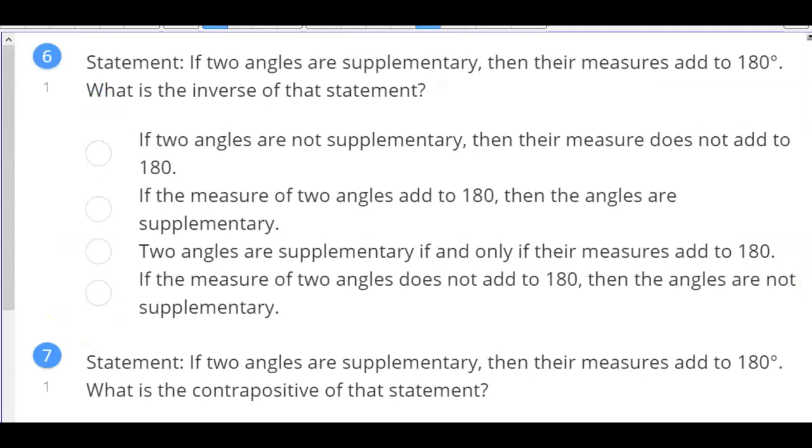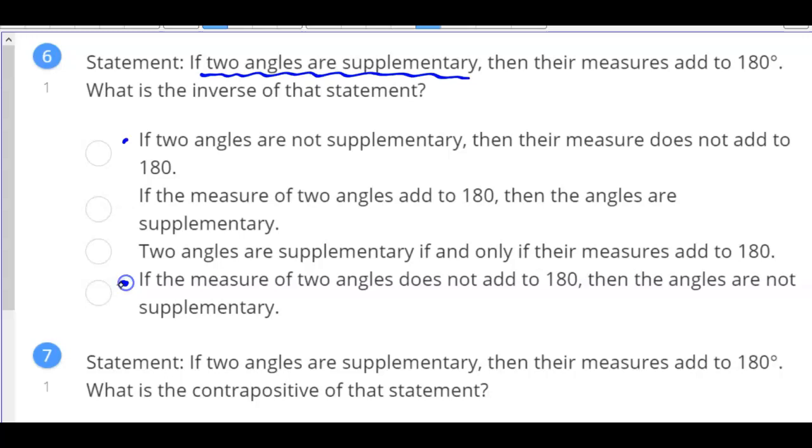All right, guess what? We're doing the same one. Supplementary, add up to 180. The inverse. So you look in your notes, and that means you negate the first one and you negate the second one. So if I were doing this test, I would just look at the first one and look for anything where if two angles are not supplementary. So we have a possibility here.